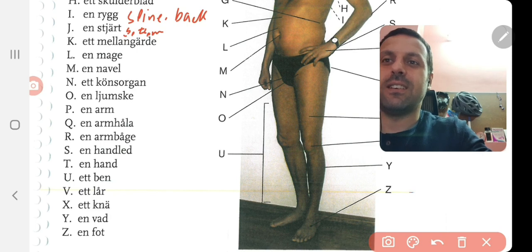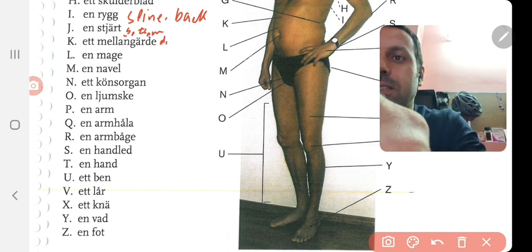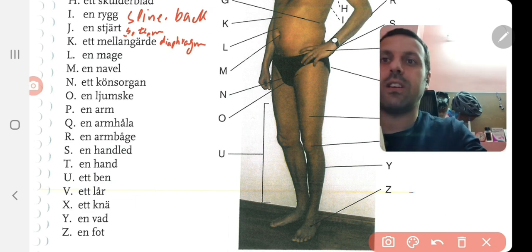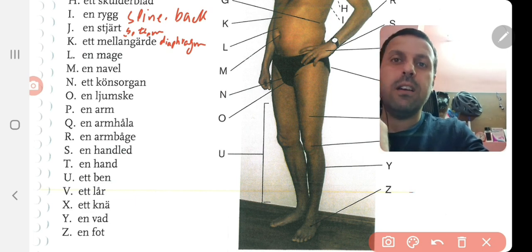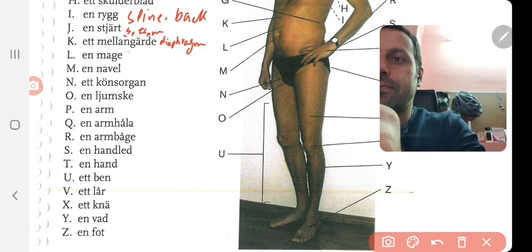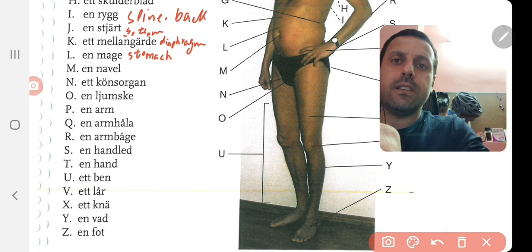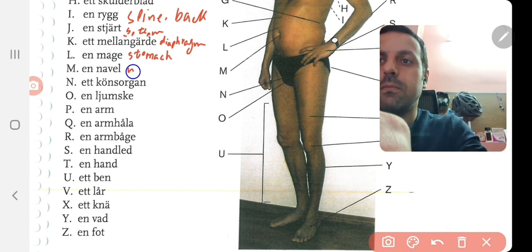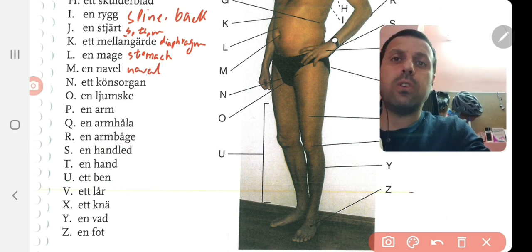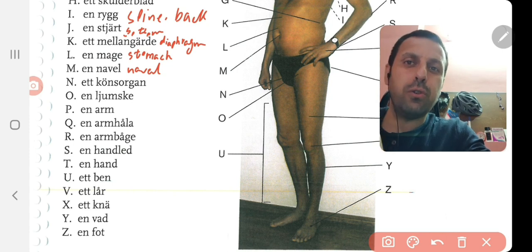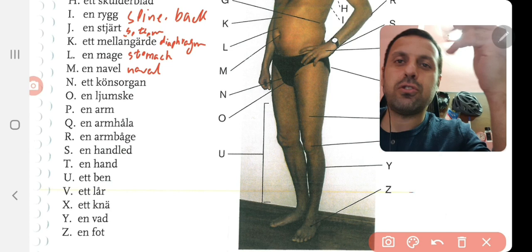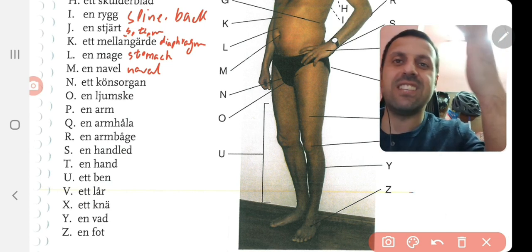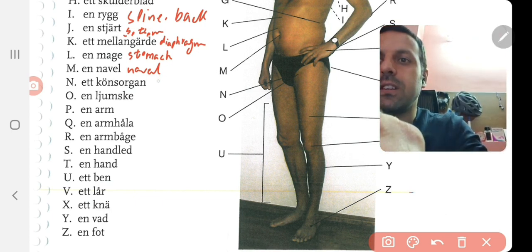The next one is the mellangärde, and mellangärde is actually the diaphragm. So diaphragm. Mage, so stomach. Stomach. Navel is actually the navel. So same. Navel. Könsorgan is actually two parts, köns and organ. Organ is organ. Köns actually is the gender. So it's actually gender's organ. So genitals.